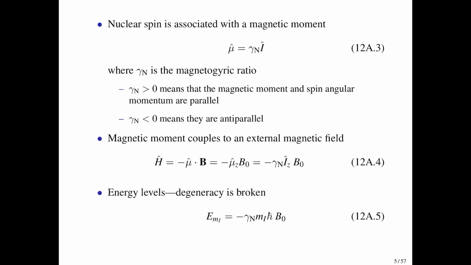And when gamma is positive, that means that the magnetic moment points in the same direction as the spin angular momentum. If gamma is negative, then the two are antiparallel to one another.